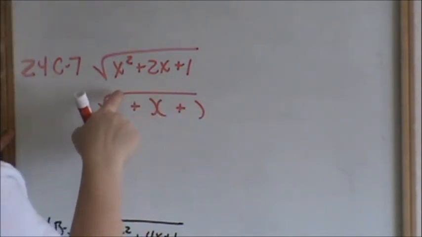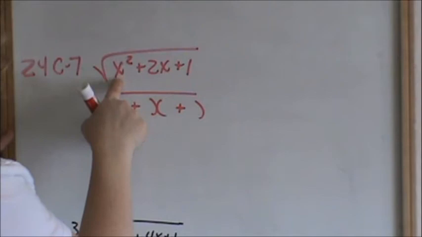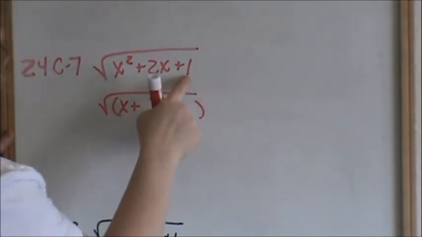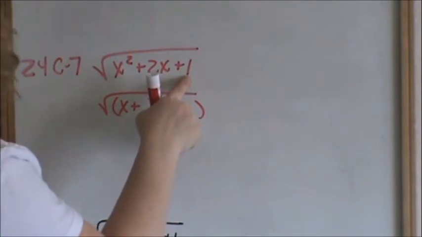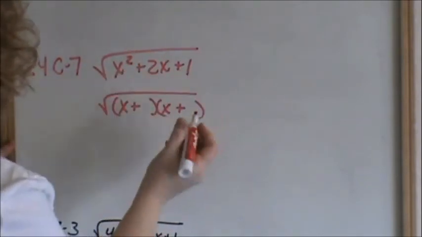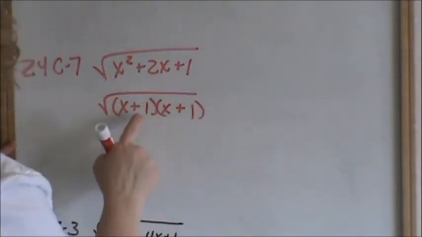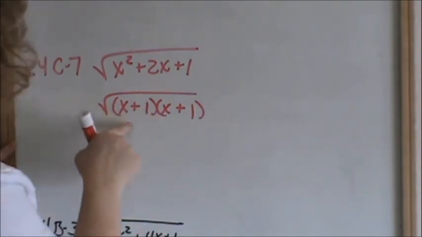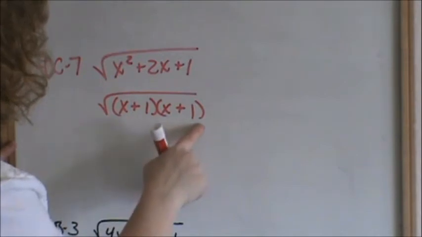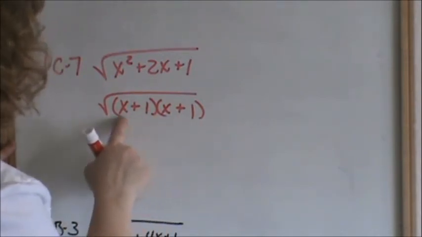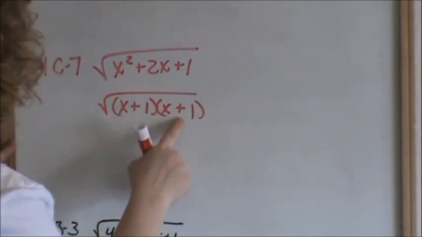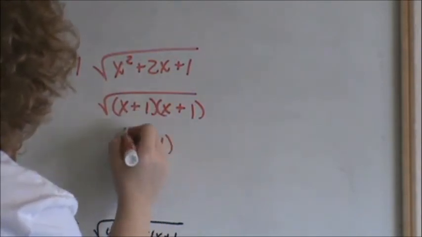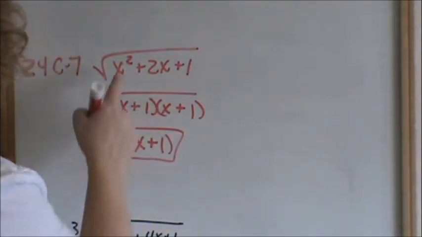And the tip is take the square root of x squared, and that will give you your x terms here. Take the square root of 1. The factors of 1 are just 1 times 1. And the square root of 1 is 1. Your parentheses should look the same. So the square root of this is just one of these parentheses. What times itself gives you that, and that x plus 1 times itself gives you what's under the radical.